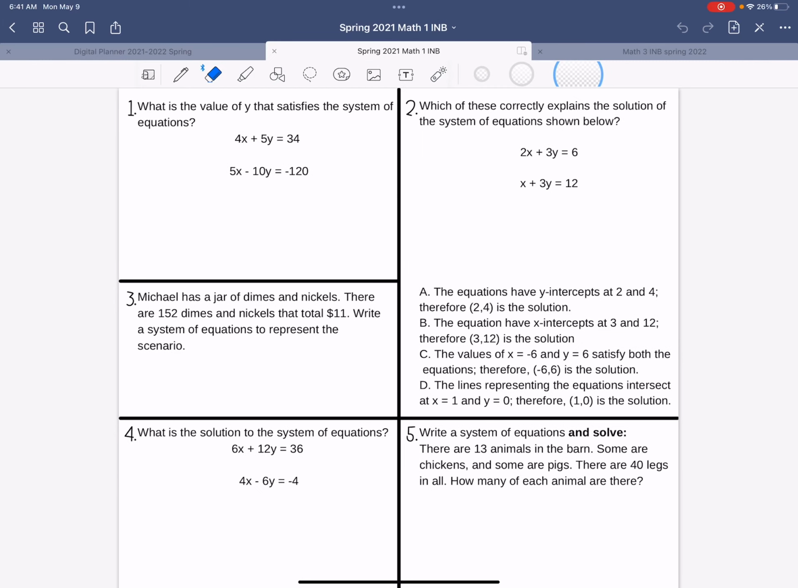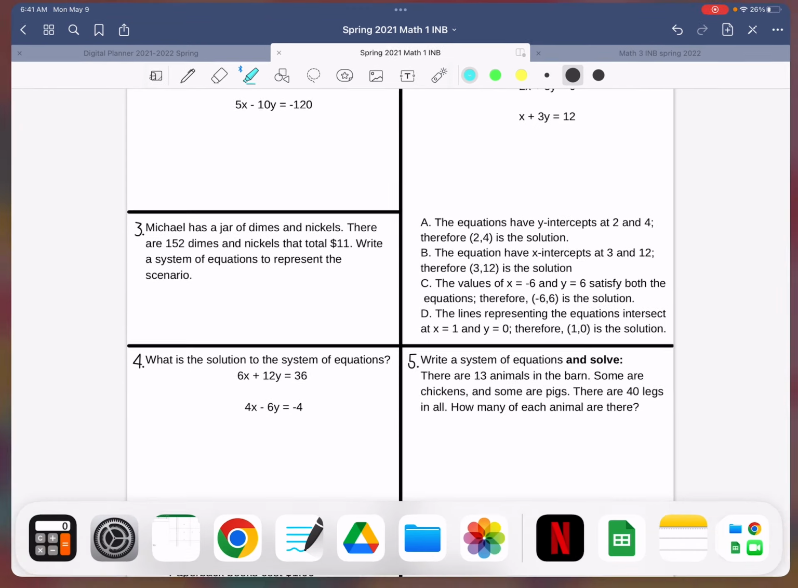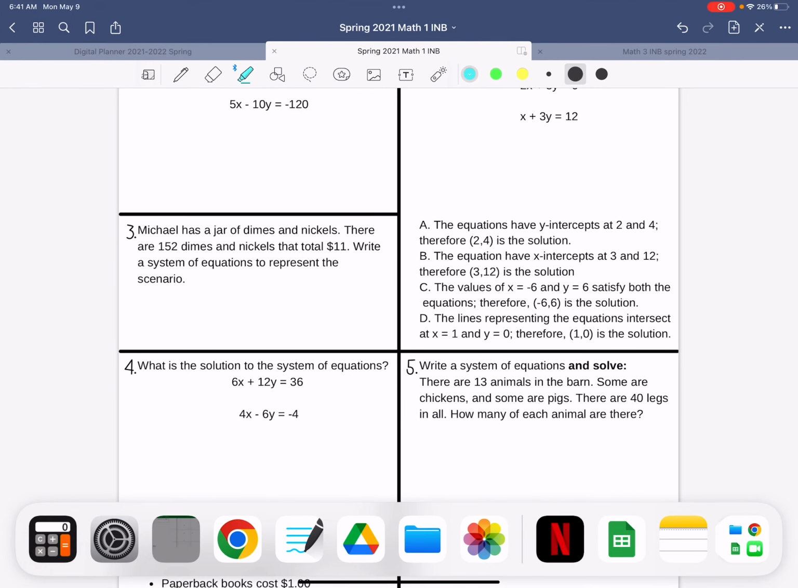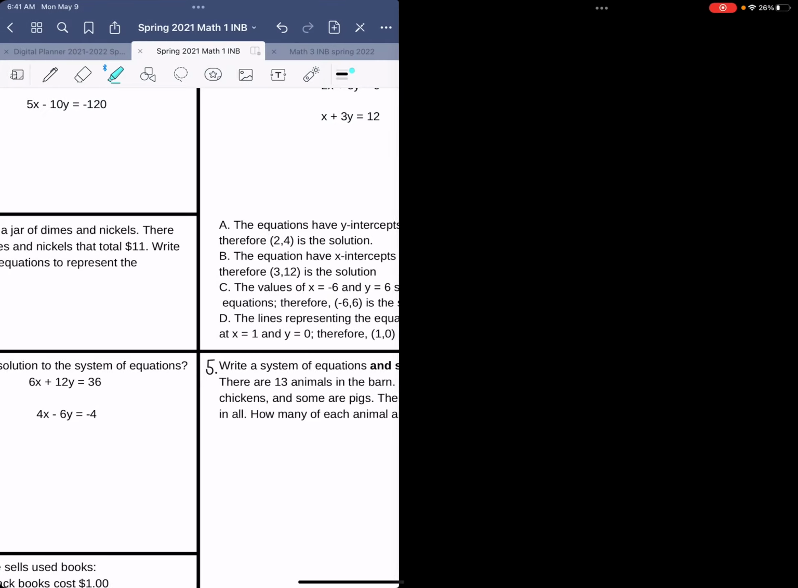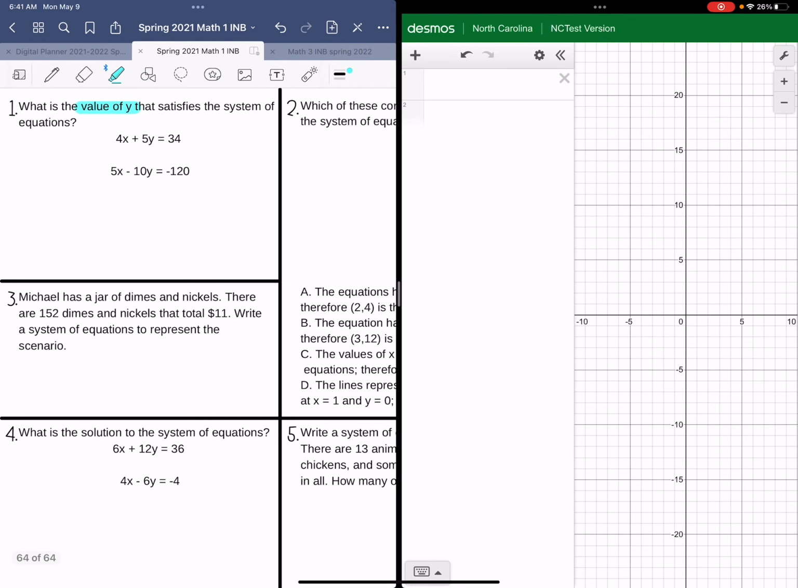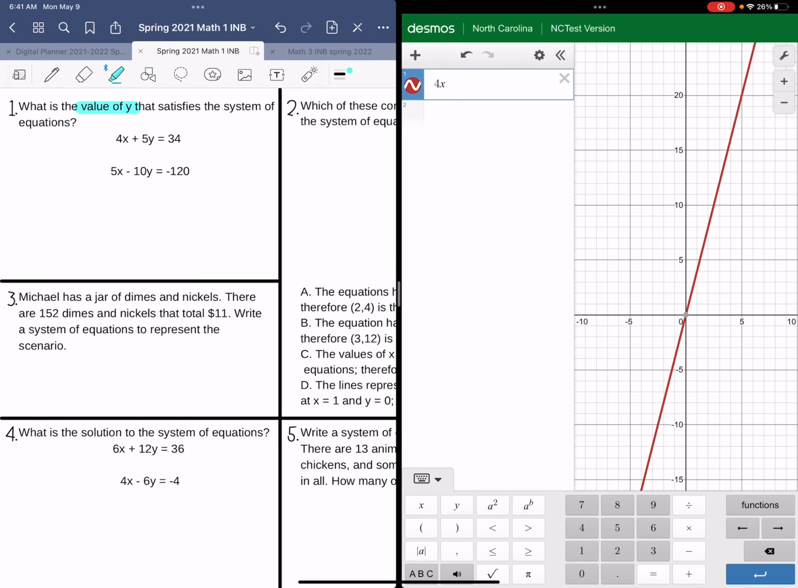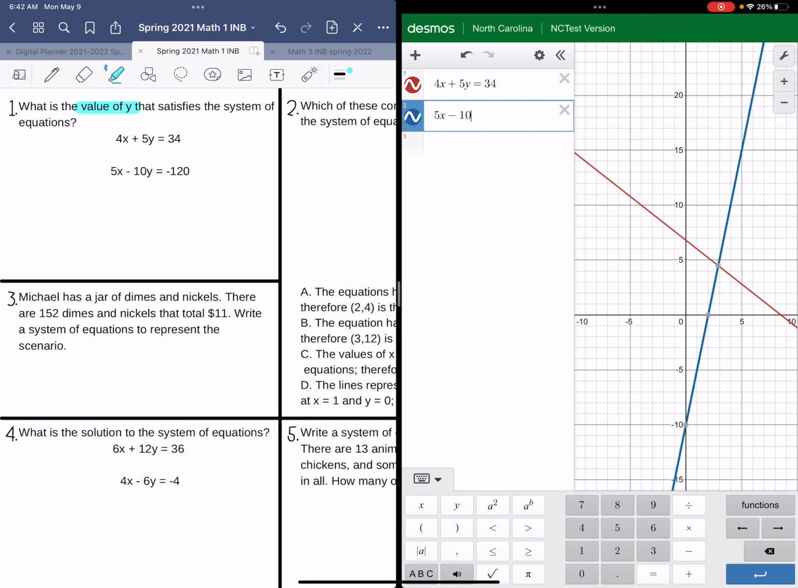All right, so we're going to be looking at these problems today. We're going to be looking at what would have been the substitution method, but we're going to do these through Desmos. So it says the value of y, so we're looking for the value of y that satisfies this system. So what I'm going to do is bring up Desmos and put this in. So we have 4x plus 5y equals 34. And then we have 5x minus 10y equals negative 120.